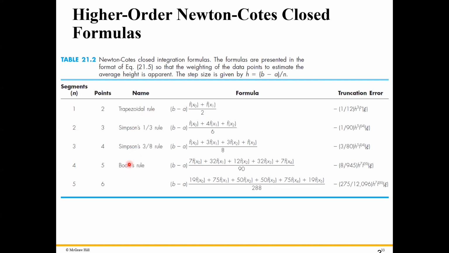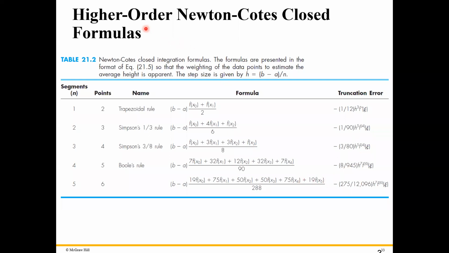However, there are even higher order rules as well, such as Boole's rule, which has 4 segments, and then another higher order rule which has 5 segments. Of course, we are not looking at their applications here, but these rules also exist. And accordingly, you can see that their truncation errors are also reducing. We can see it with the help of the higher values of the denominators.